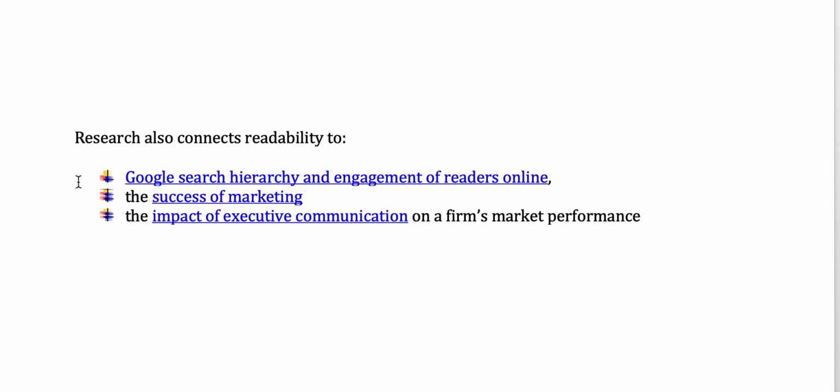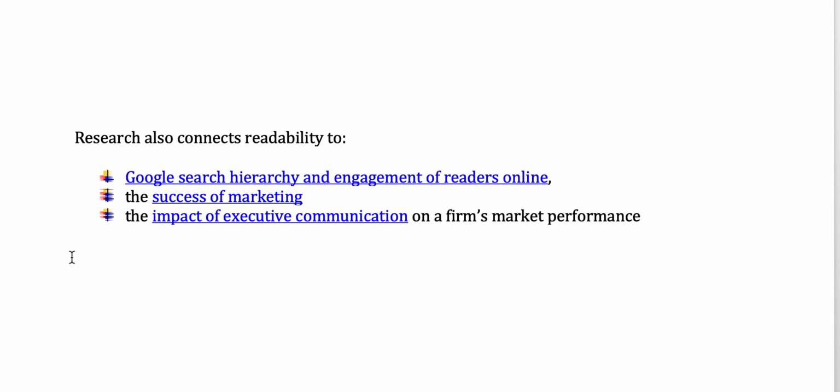So in other words, if your stuff is easy to read, people are more likely to interact with it online. It's connected to the success of marketing. And here's the one that blows my mind: even the impact of executive communication on a firm's market performance. Take an investment firm: regardless of what the numbers are and how much money the firm is making, the way executives talk about the numbers, how clearly they talk about them, will impact things like investor confidence, share price, a lot more.